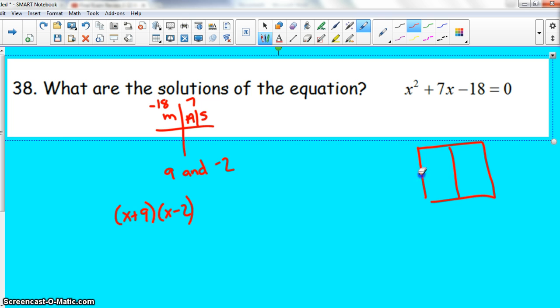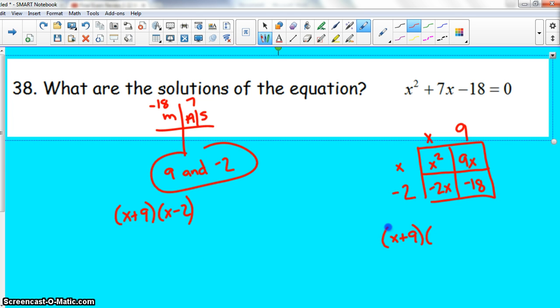We can do our Punnett square. X squared is first, it goes in the first box. Negative 18 is last, it goes in the last box. 7 can be rewritten as 9x minus 2x. GCF going up is an x. GCF going up is a 9. It's not just a 3. GCF going to the side is an x. GCF going to the side is a negative 2. So you still end up with x plus 9 times x minus 2. And these are just the factors, not the solutions.